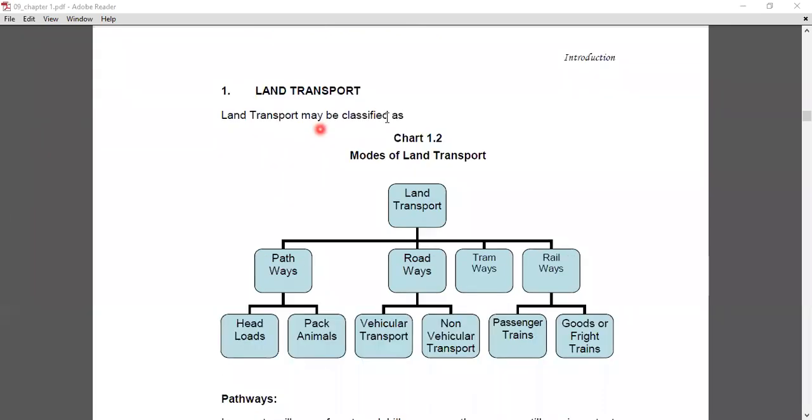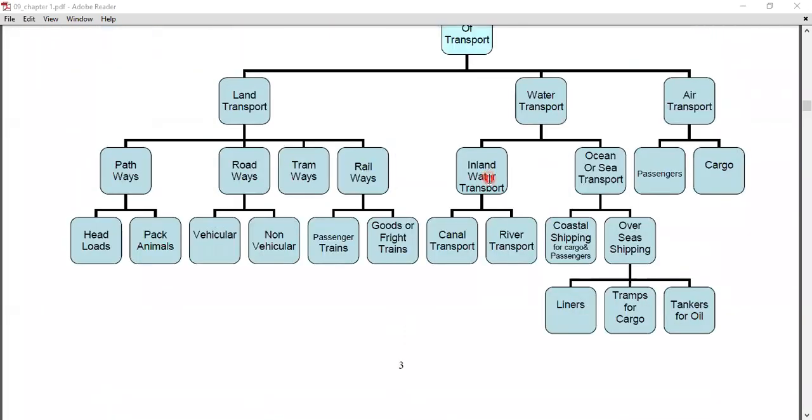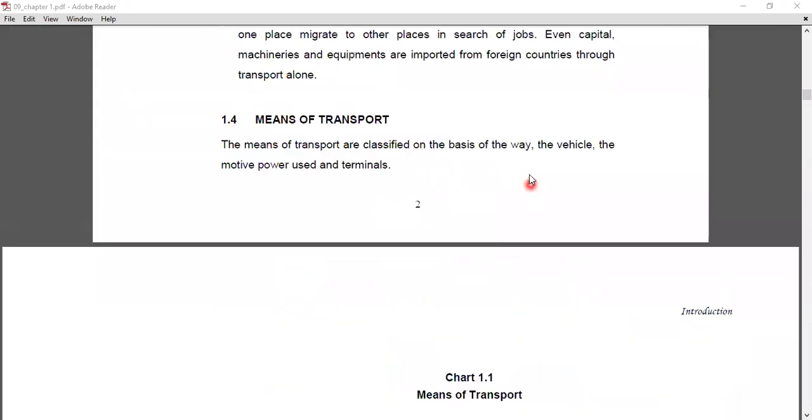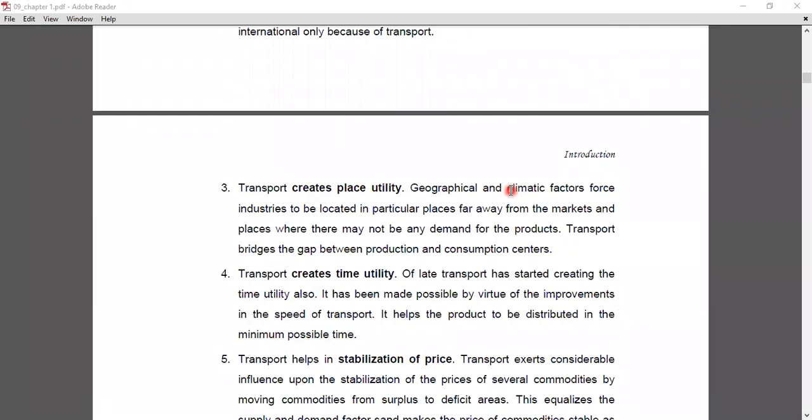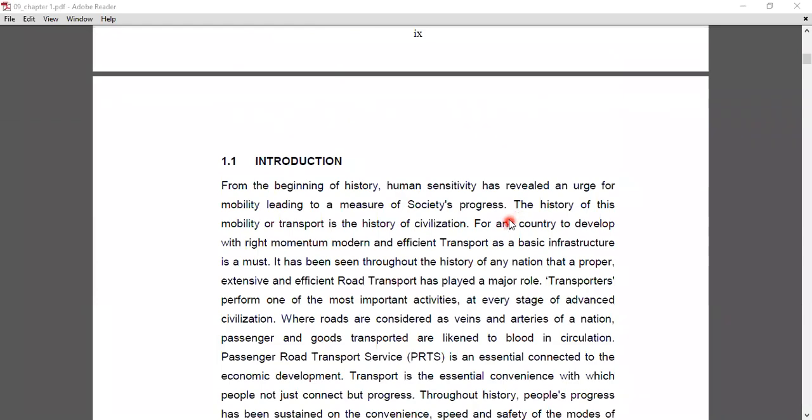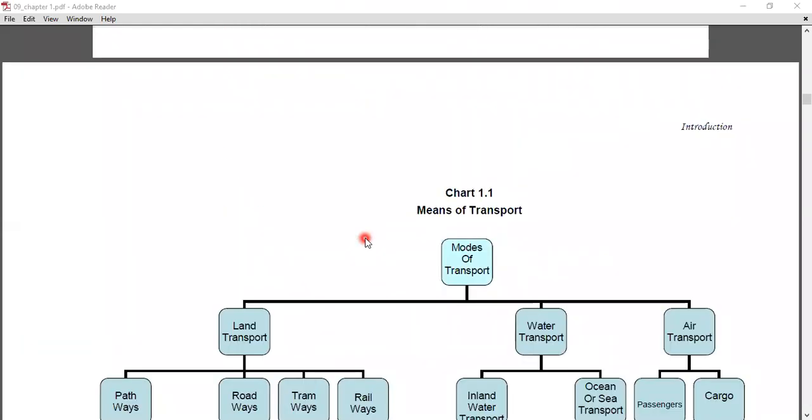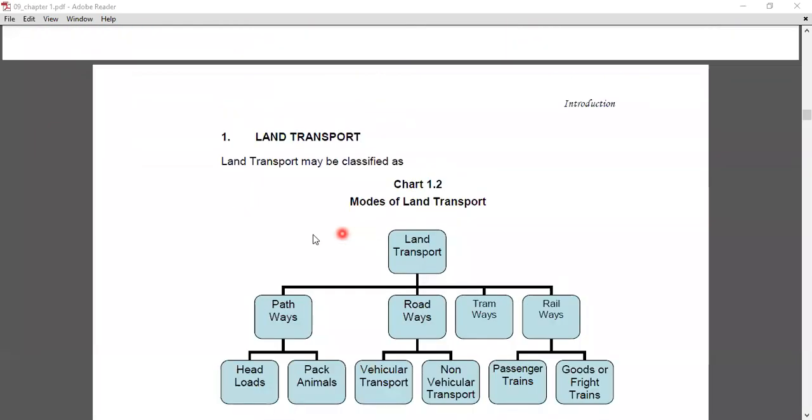In today's lecture, we are going to discuss different types of the transportation system. So, in the previous lecture, we were discussing what the modes of transportation are, what the function of transportation is, what is transportation.